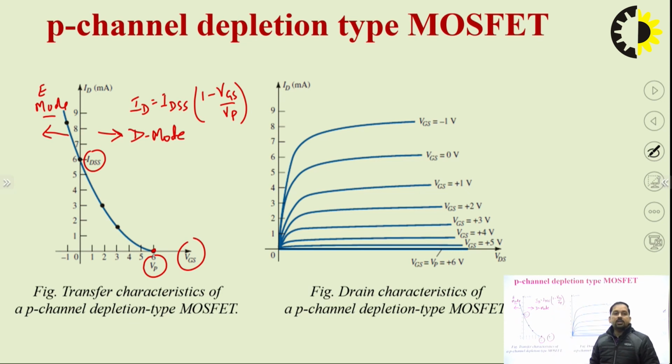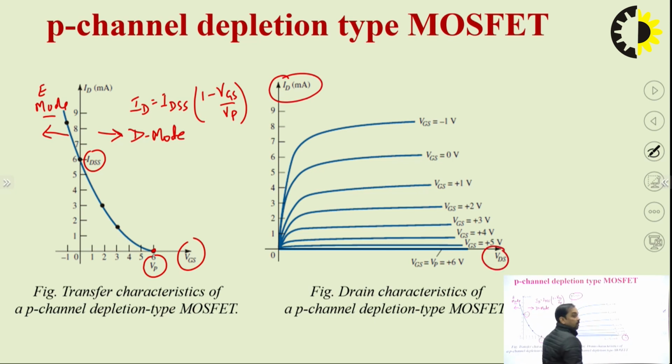So this is the transfer characteristics of a P channel depletion type MOSFET. Now we will see the drain characteristics. How will the drain characteristics look? First of all, the drain characteristics is between ID and VDS. We need to remember that for N channel VDS was positive, so for P channel VDS must be negative. This is a negative quantity, meaning we are increasing the value of VDS but in a negative direction.